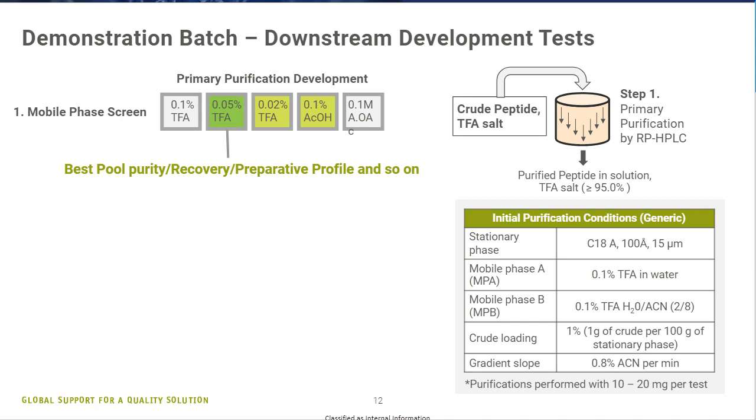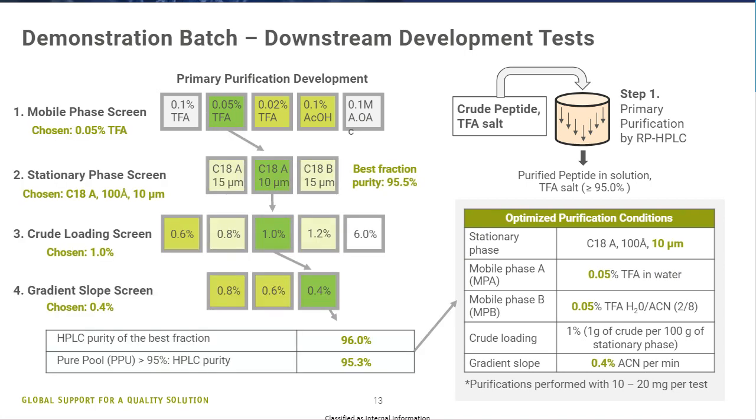So moving on from there, we then screened the other parameters. So we screened for the stationary phase, our loading, and also the gradient. And by virtue of this process, we're able to get to HPLC purity of the best fraction at 96%, and also a pure pool purity at 95.3%. So we're able to attain the specification that we were looking for the primary purification.